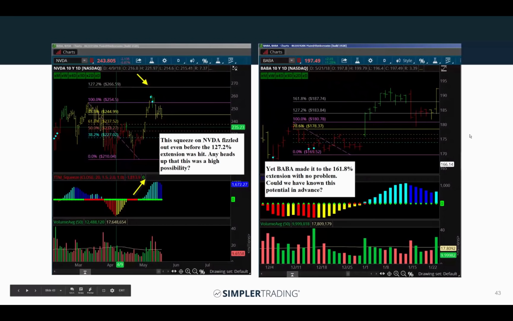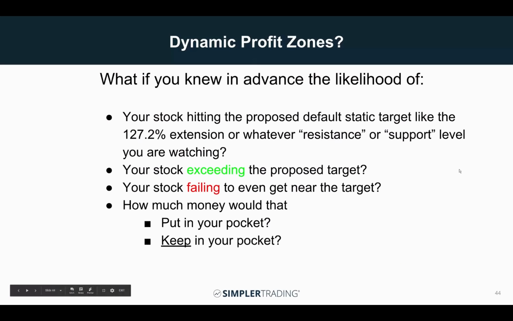So the question here, and this is the dynamic profit zones, is what if you knew in advance the likelihood of your stock hitting the proposed default static target, like the 1272 extension or whatever resistance or support level you're watching? Typically, there's always going to be what I call a default target. Now, at least we can know the odds of it hitting that. But that begs the question: what are the odds of your stock exceeding the proposed target?